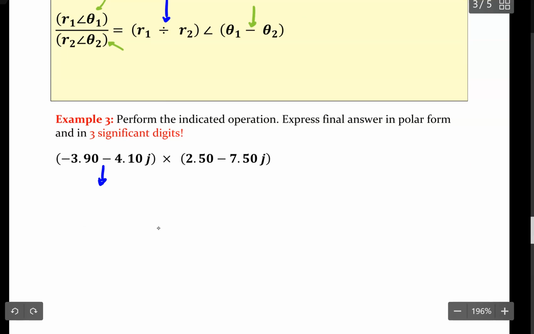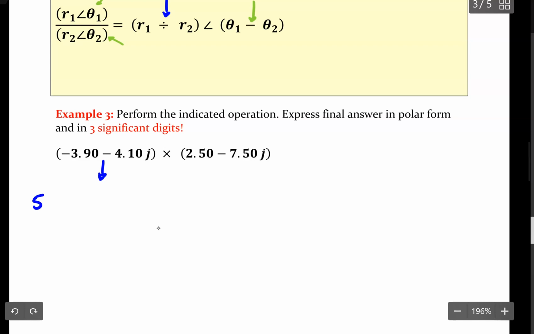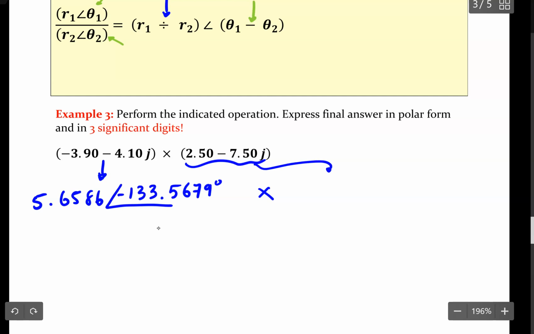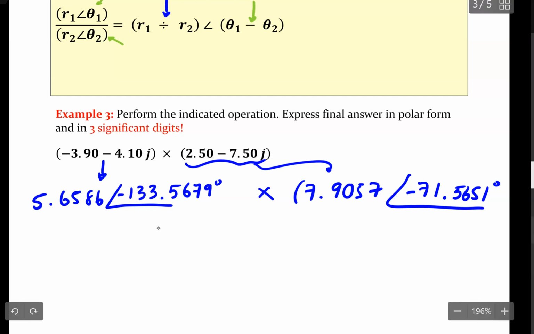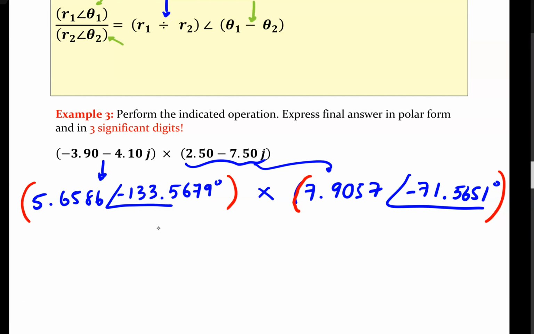Let me write the answer down. If I use my calculator to convert this into polar form, I should have 5.6586, and the argument will be negative 133.5679. Then I multiply this with this complex number, which is 7.9057, and the argument will be negative 71.5651. I work with 3 significant digits at the end, so I have to round to 3 significant digits at the end. It's a good idea to keep 4 decimal places in our calculation so that we are consistent.